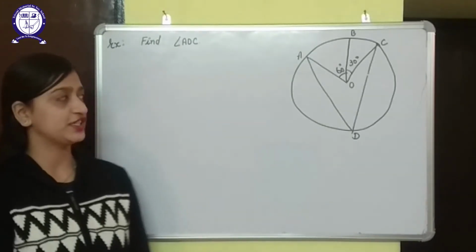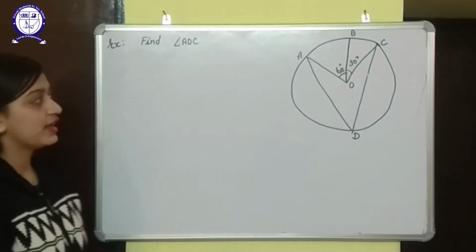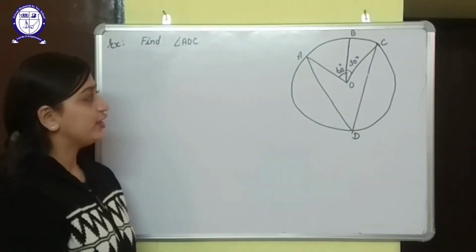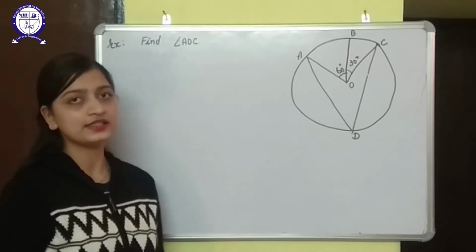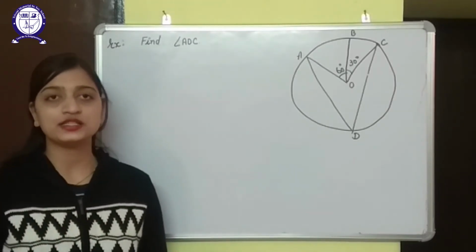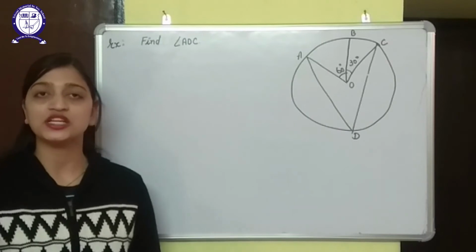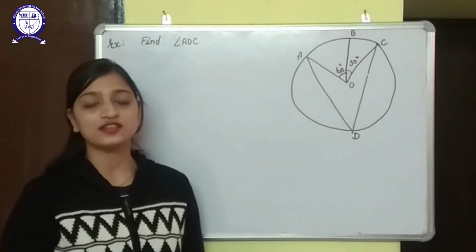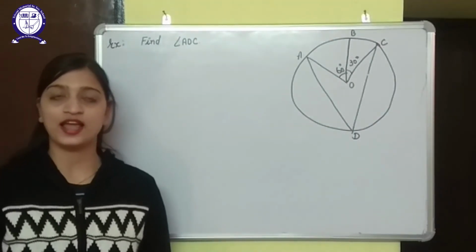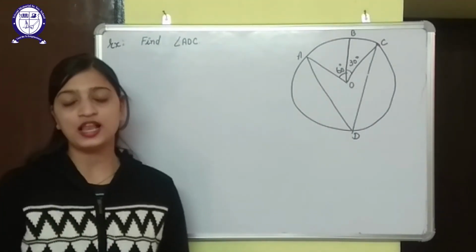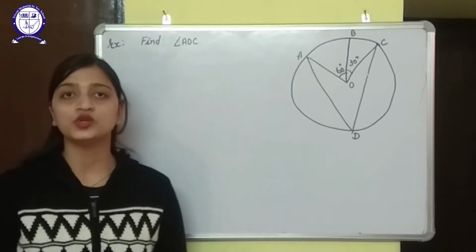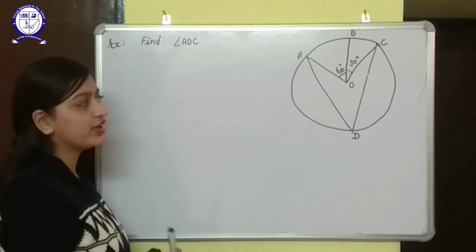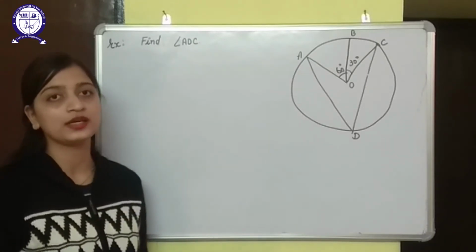Now the first question is, in the figure the angle AOB and angle BOC are given to us and we need to find the angle ADC. Now the questions are very simple. You just need to remember the results of theorem 10.8 and 10.9. That is, the first theorem was with the center and the remaining part of the circle, and the second theorem was of the two segments.